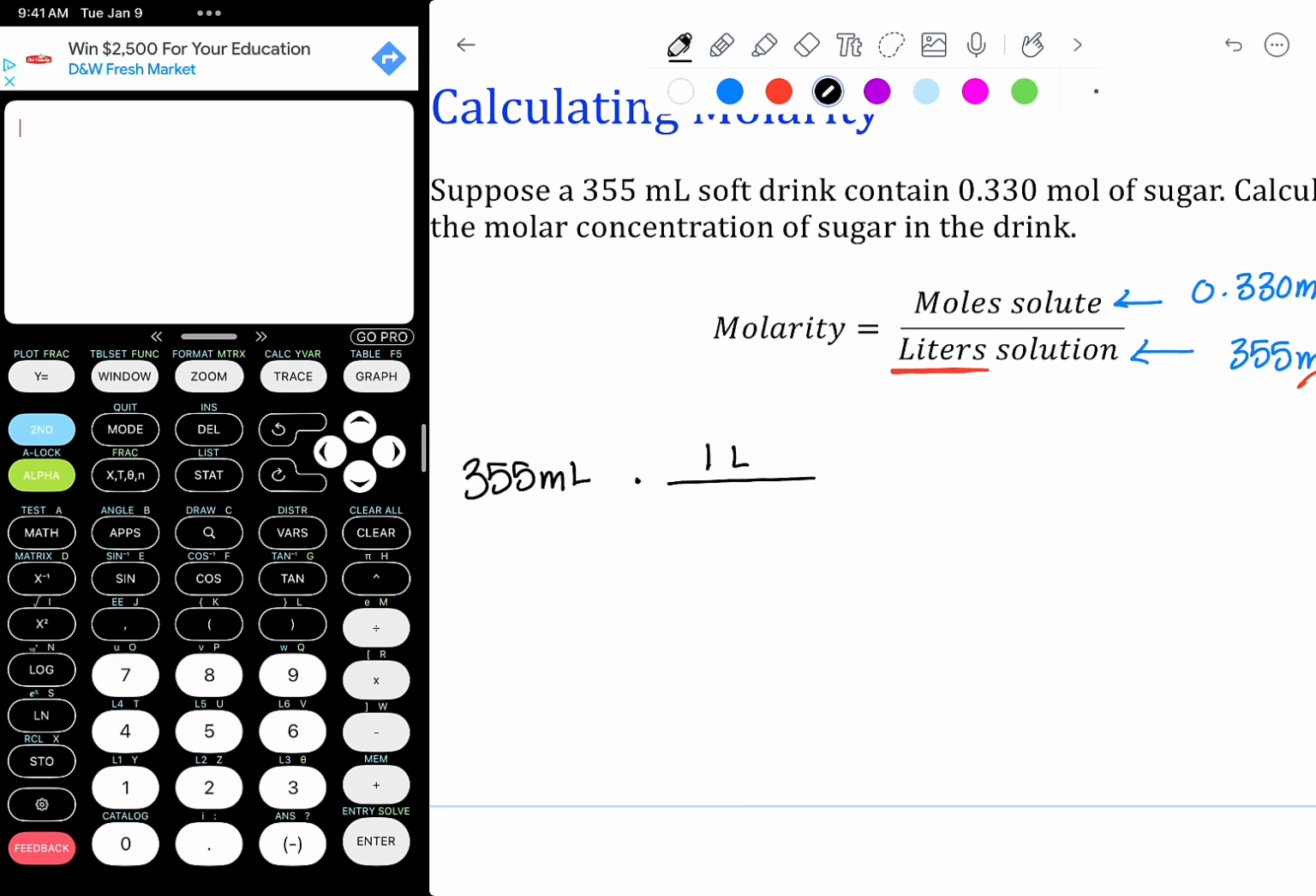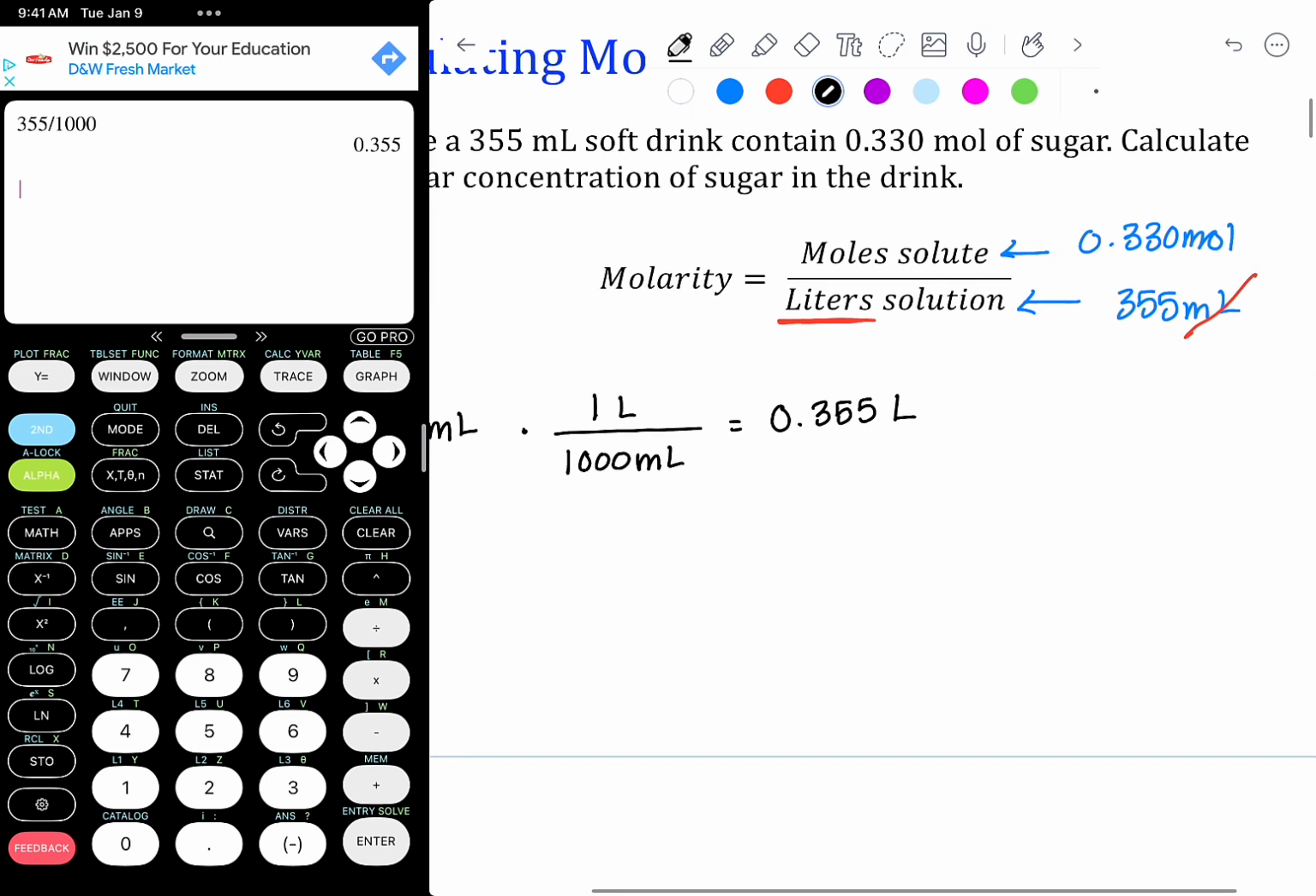In 1 liter, there is 1,000 milliliters. So to convert that, all we do is take 355 and divide it by 1,000. And we get that the volume is actually 0.355 liters. Now that we have our volume in units of liters and our moles in units of moles, they were given to us, we can now solve for molarity.